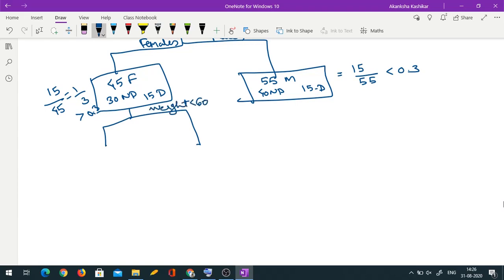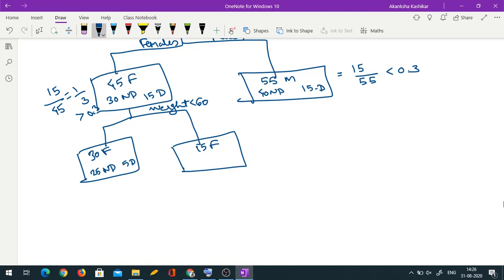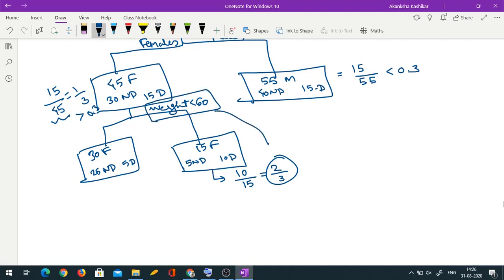So weight less than 60, and suppose these 45 females got divided as 30 on this side and 15 on this side. Out of these 30, suppose 25 are non-diabetic and 5 are diabetic, and here 5 are non-diabetic and 10 are diabetic. Then if you are a female with weight greater than 60, the probability of you being diabetic becomes 10 by 15, that is 2 by 3. So now this is higher than this. So I can easily see which criterion is contributing to an increase in the probability of being diabetic.